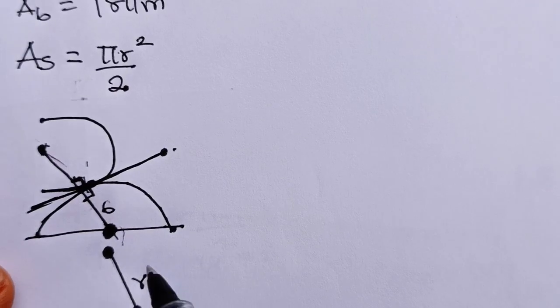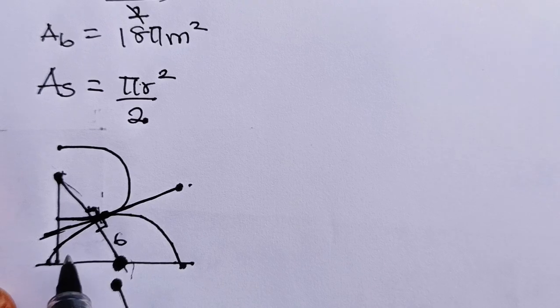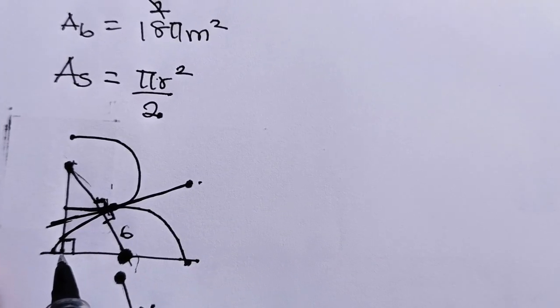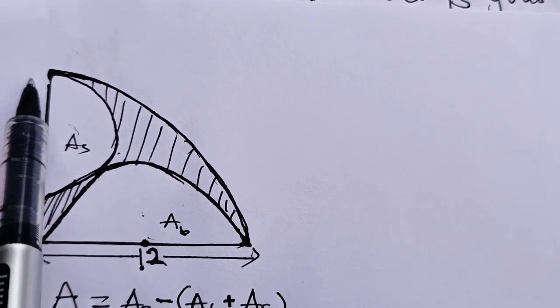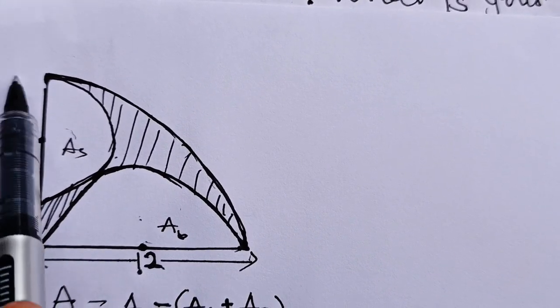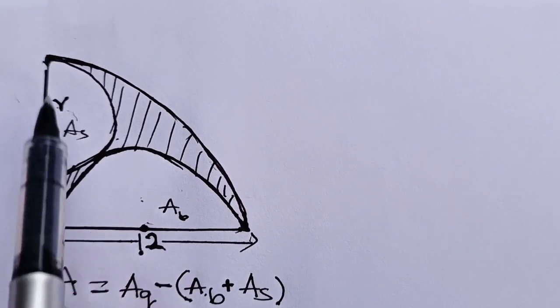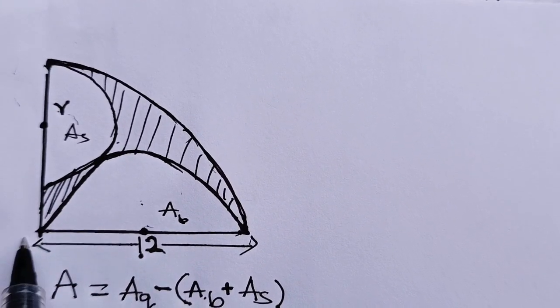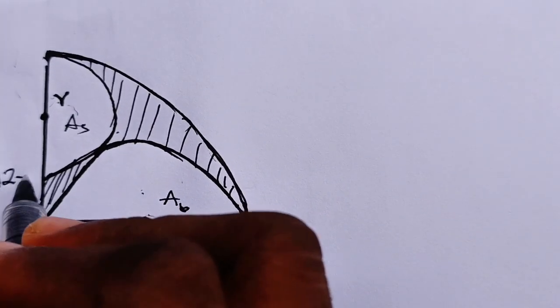Let's call it r. Now if we complete this diagram this way, we are going to form a right angle triangle. Now let's go back to the main diagram. You will notice that from here to here is 12, right? That is the radius of the quadrant. From here to here is 12. Now from here to here is r, the radius of the smaller semicircle. So if from here to here is r and from here to here is 12, it means that from here to here should be 12 minus r, right? So we have 12 minus r.